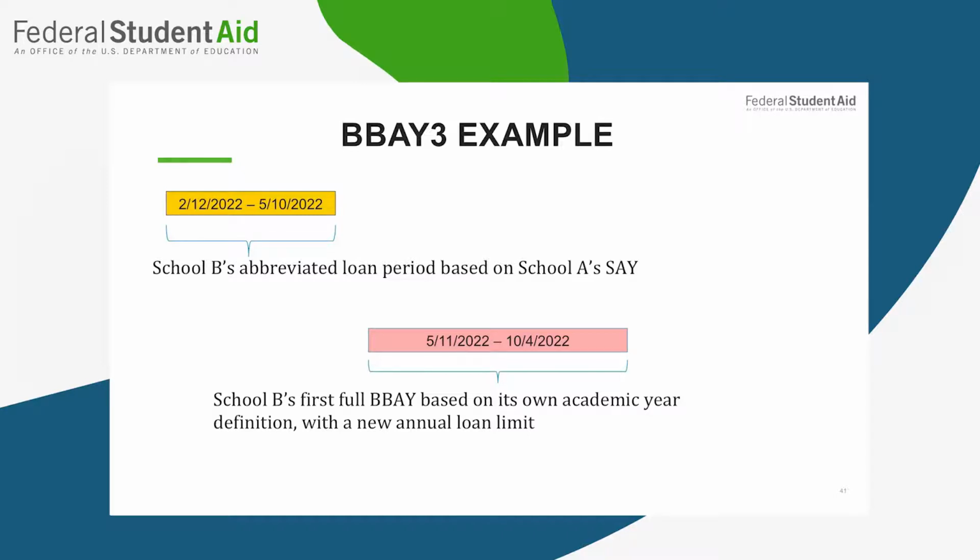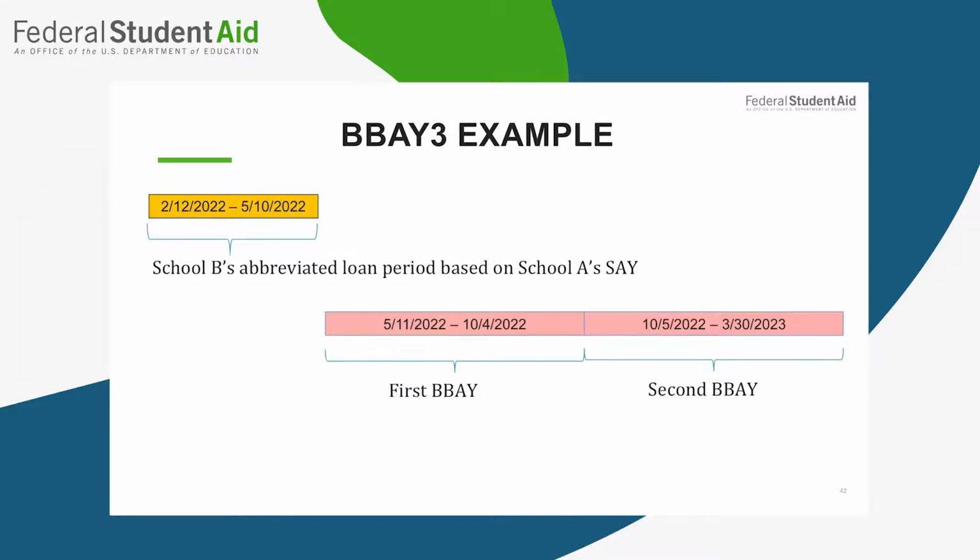Those are fictitious dates for the fictitious borrower-based academic year 3 program or a clock hour program. But the student starts their first full borrower-based academic year and has an entire new annual loan limit. So if this were a longer program, a 2-year or a 3-year program, you can see the first borrower-based academic year would go from May to October of 2022. And then after that portion, the borrower's second borrower-based academic year begins, and that would go from October 2022 to March 2023.